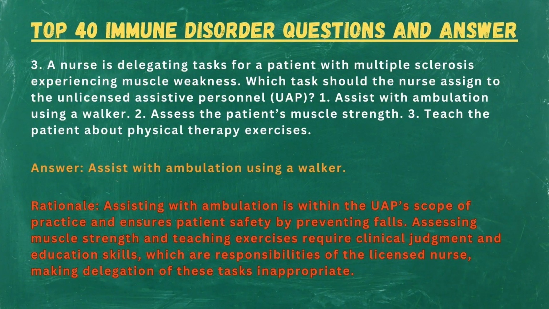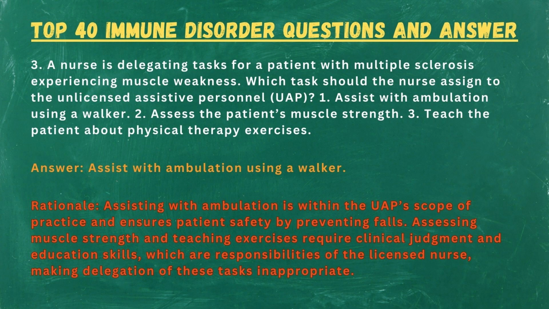3. A nurse is delegating tasks for a patient with multiple sclerosis experiencing muscle weakness. Which task should the nurse assign to the unlicensed assistive personnel, UAP? 1. Assist with ambulation using a walker. 2. Assess the patient's muscle strength. 3. Teach the patient about physical therapy exercises. Answer. Assist with ambulation using a walker.